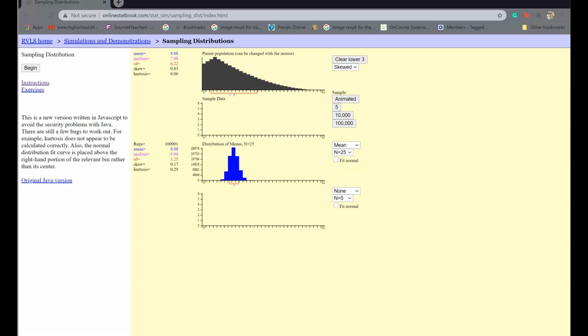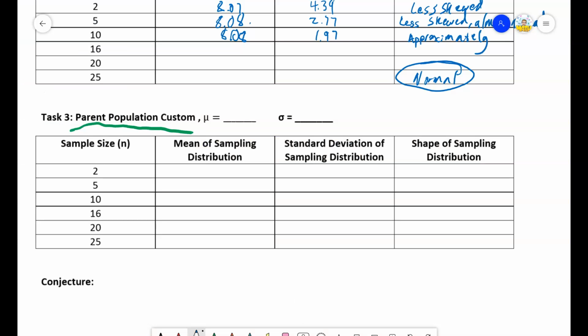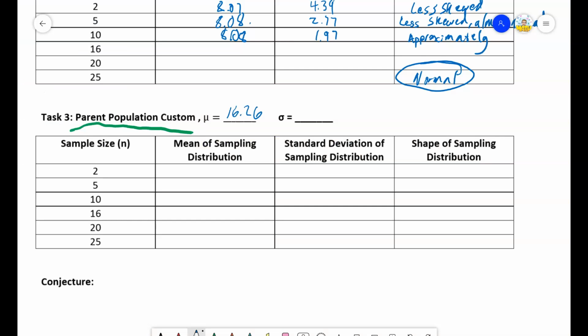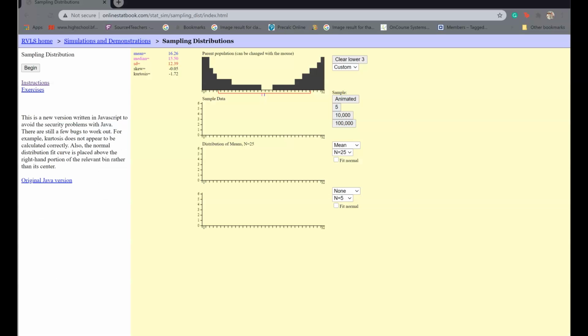So now back to a new population here. What I like to do in this case is make a custom one, and I call this the anti-normal. So what happens here is I have peaks on either side, right? This is the exact opposite of a normal distribution. But I have a mean of 16.26 and a standard deviation of 12.39. That's what that was, right? 16.26 and a really large standard deviation, right? 12.39. Most of the observations aren't anywhere near the center, right? The center is 16, but most of the observations are really far from it.